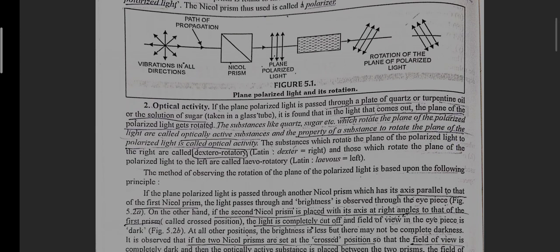Second property is of optical activity. If the plane polarized light is passed through a plate of quartz or the solution of sugar, it is found that in the light that comes out, the plane of the polarized light gets rotated. The substances like quartz, sugar, etc., which rotate the plane of the polarized light are called optically active substances, and the property of a substance to rotate the plane of the polarized light is called optical activity. The substances which rotate the plane of the polarized light to the right are called dextrorotatory, and those which rotate the plane of the polarized light to the left are called laevorotatory.